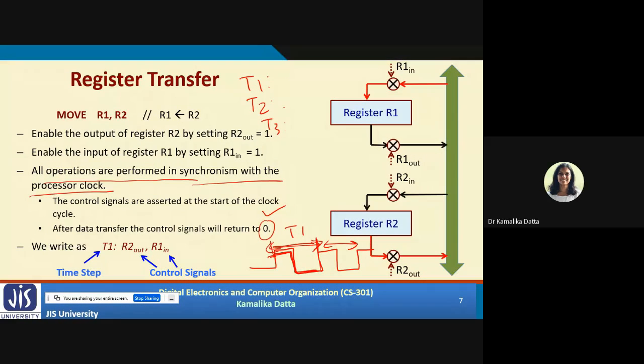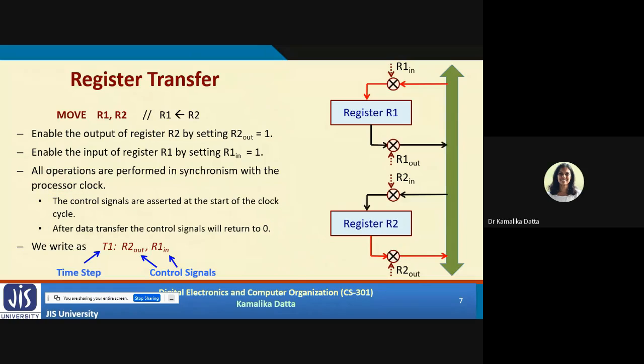Because I am saying that at T1, R2 out will be on and R1 in will be on. That means these two control signals at time step T1 will be 1, and the rest of the control signals, let's say there are R3, R4, all controls, R3 in, R3 out, everything is 0. All other control signals will be 0. Only whatever is written here at this time period will be 1. And after this T1, these two control signals will again return to 0 unless otherwise specified at time step T2.